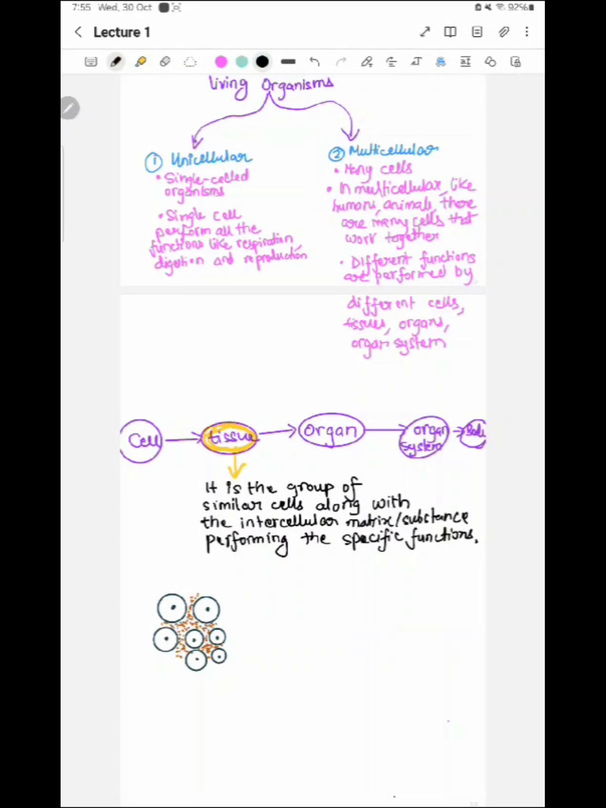ये है सेल, दिस इज अ सेल, and these are the intercellular matrix or substance. This is a diagram of a tissue. तो what I told you, सिमिलर सेल्स मिलकर टिश्यू फॉर्म होता है, और उसके बीच में इंटरसेल्युलर मैट्रिक्स होते हैं और सब्सटेंस. सो आई होप दिस इज क्लियर टू यू ऑल.